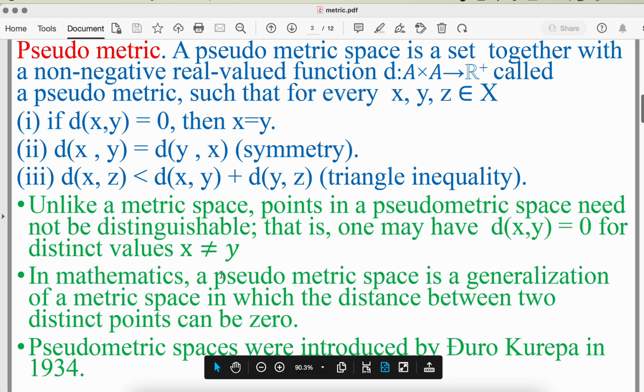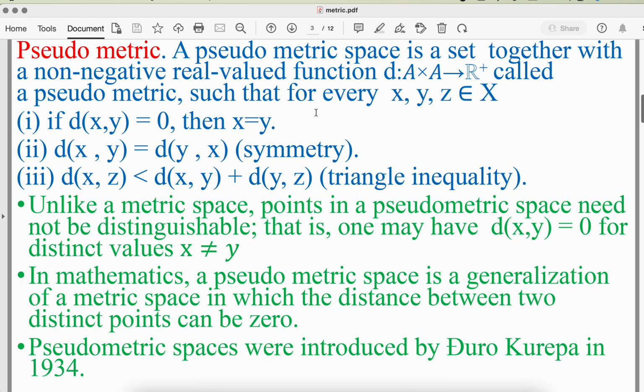Now the definition of a pseudo metric. A pseudo metric space is a set together with a non-negative real valued function d, called the pseudo metric, such that for every x, y, z belonging to X, if the distance of x from y is 0 then x is equal to y, and the distance of x from y is equal to the distance of y from x, and the distance of x from z is less than or equal to the distance of x from y plus the distance of y from z. Here it is less than or equal to.